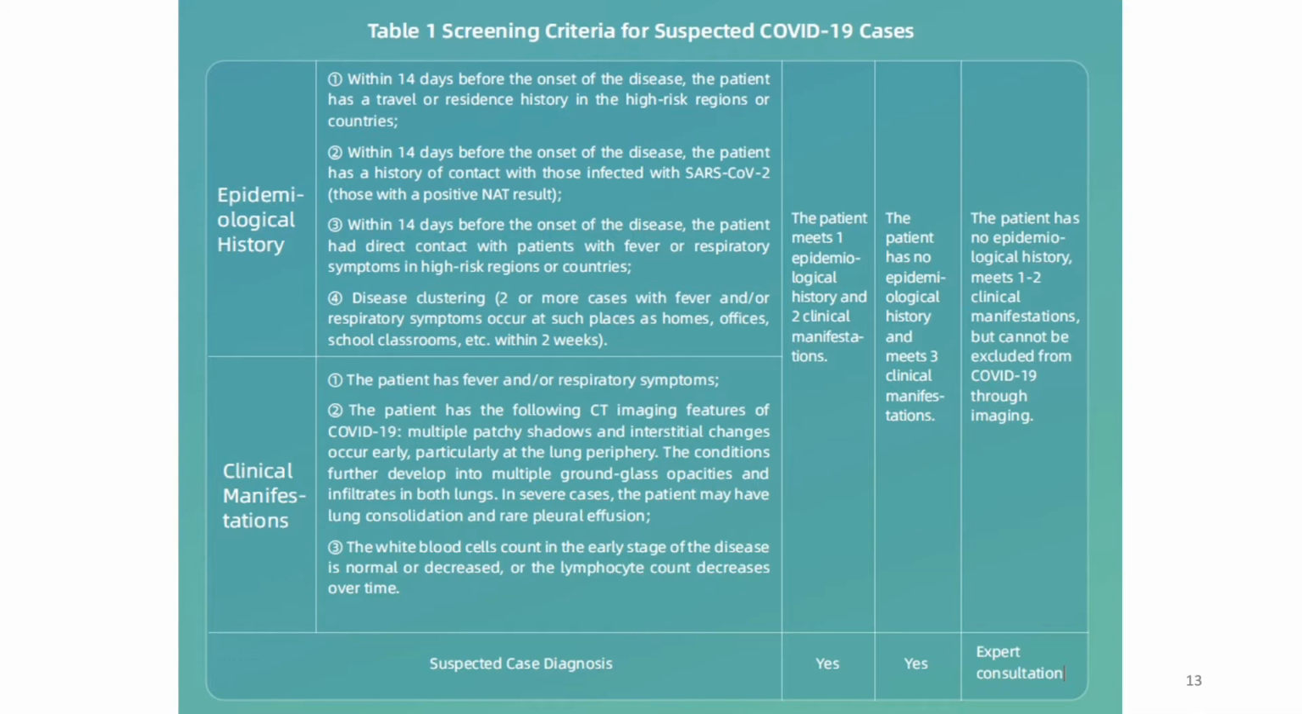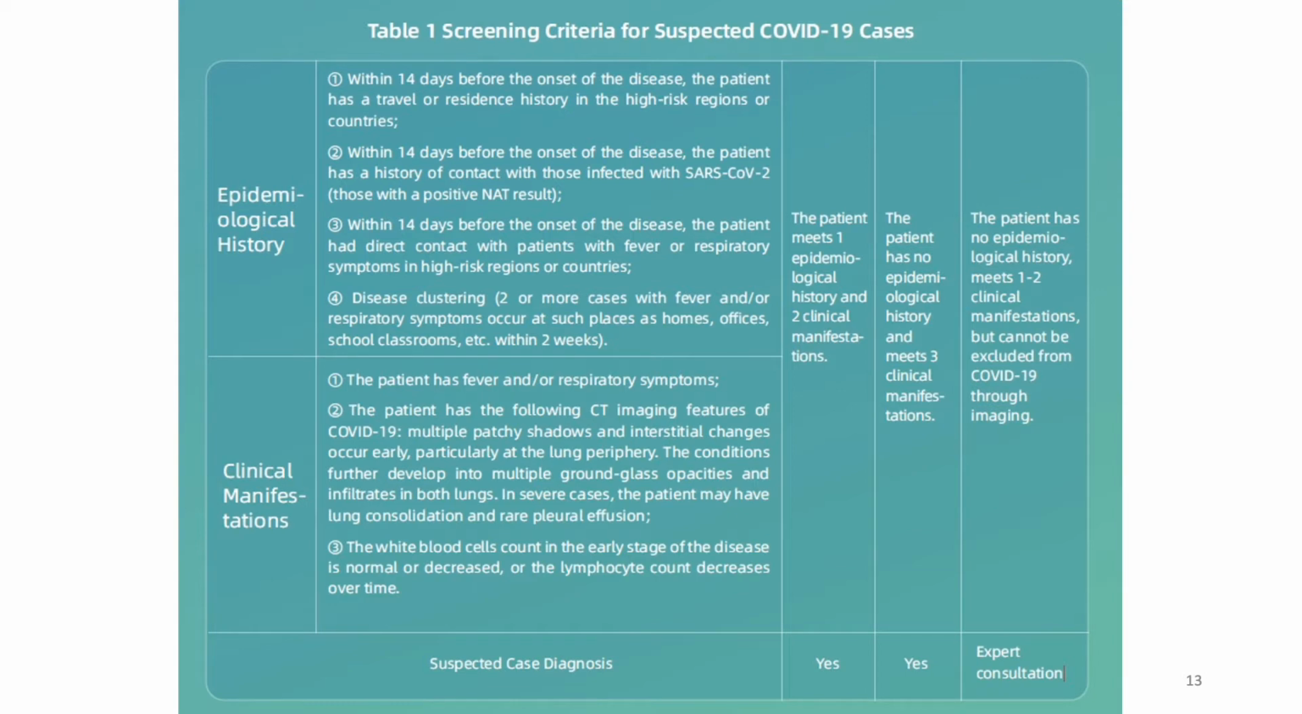2. Within 14 days before the onset of the disease, the patient has a history of contact with those infected with SARS-CoV-2, those with a positive NAT test. 3. Within 14 days before the onset of the disease, the patient had direct contact with patients with fever or respiratory symptoms in high-risk regions or countries.